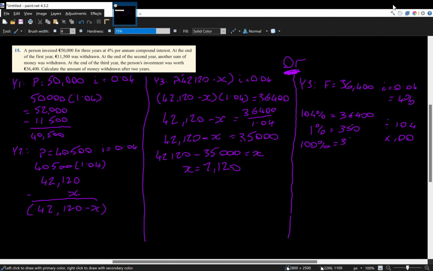and we get 35,000. So this 35,000 is how much money was left in the investment at the start of year 3 to earn the interest to get up to 36,400. So we just need to find the difference between our end of year 2 and our start of year 3. We take our end of year 2, which was 42,120, and take away our start of year 3, which was 35,000, and from that we get 7,120. So it's exactly what we got using the other method. Either one of these methods will suffice to figure out how much money was withdrawn after 2 years in this question. And that is that.